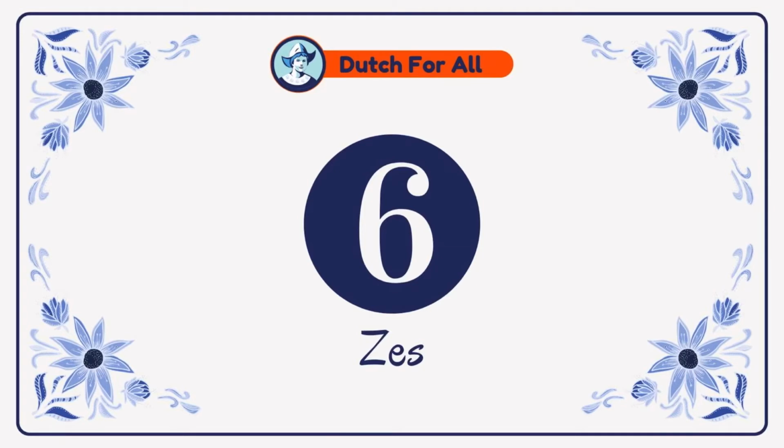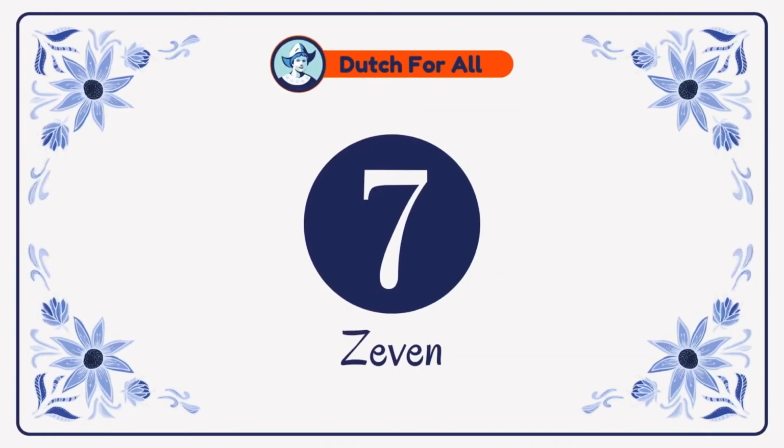6. 6 in Dutch is zes. And then 7. 7 in Dutch is zeven. As you can hear, the numbers are quite similar as in English.